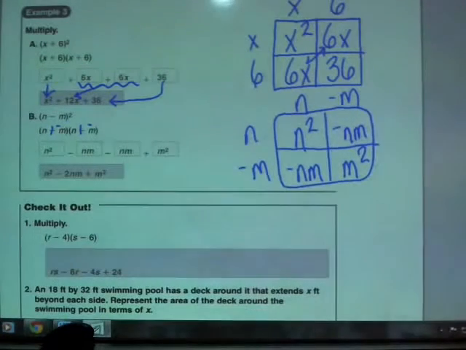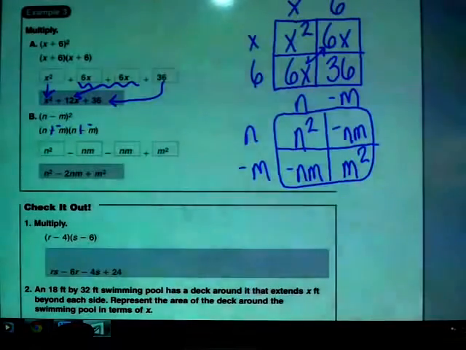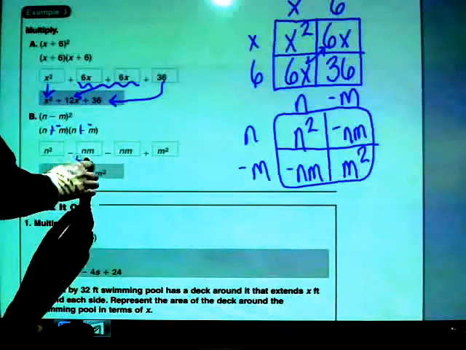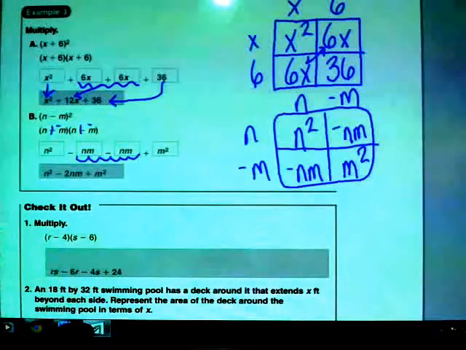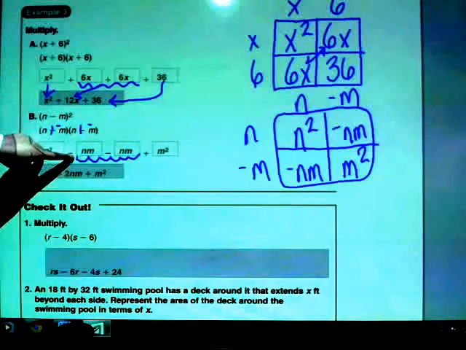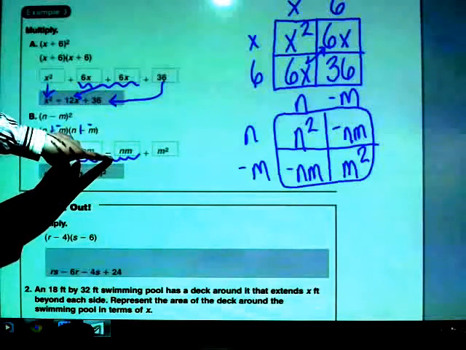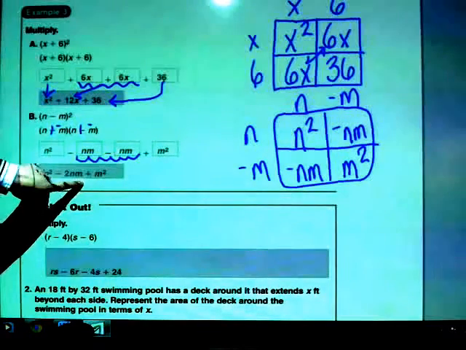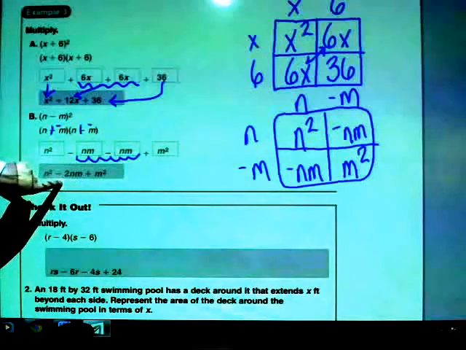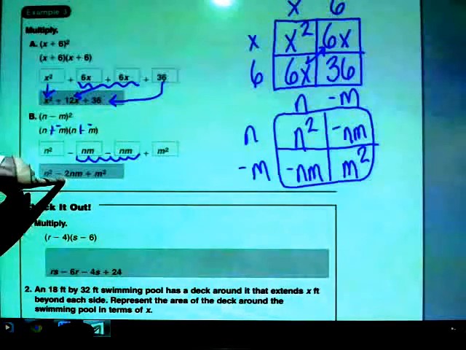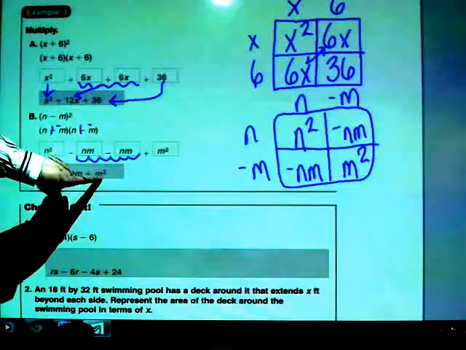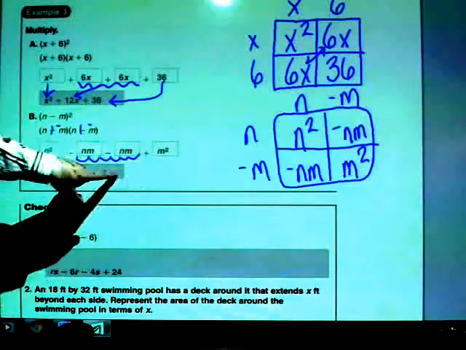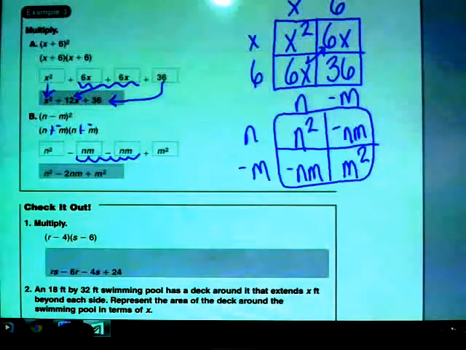Now these two middle terms happen to be the same here. They are like terms as a result, and since they're like terms, we can combine them. So if I have negative 1 nm, and then I take away another nm, now I have negative 2 nm's, which is what you see in the middle here, which is why it says n squared minus 2 nm's plus the m squared. This guy in the front and this guy in the back didn't change. We combine the two like terms in the middle there, and we're done.